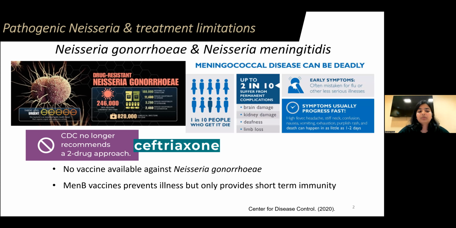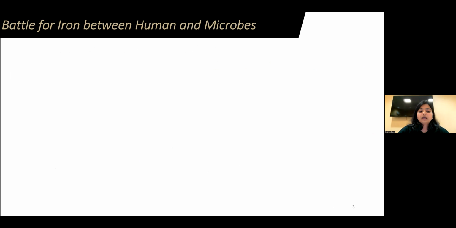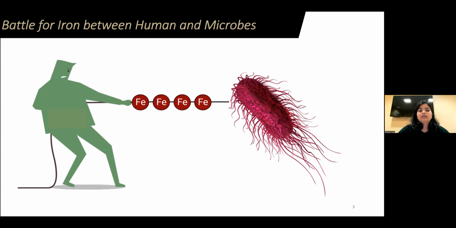But yes, by looking at these charts and data, we know for sure that we need better countermeasures against both these pathogens, Neisseria gonorrhoeae and Neisseria meningitidis. When any microbe infects our human body, they need some common nutrients, which are of interest to the human as well as the bacteria. Here I'm showing a picture where they're fighting over a metal, which is iron. That is the interest of my whole project.